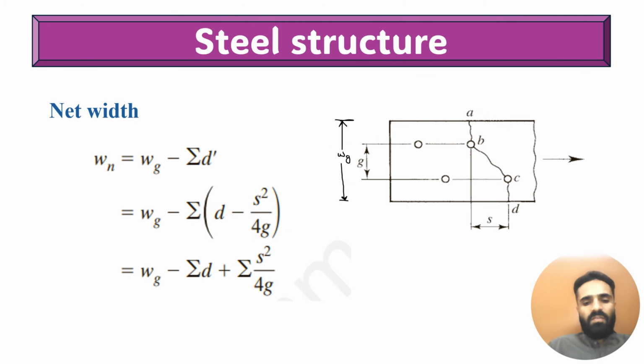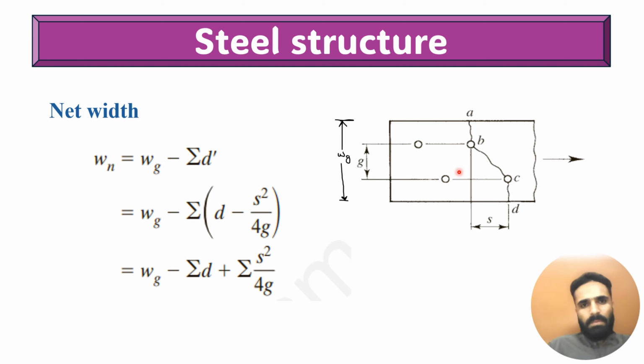So what will be the net width of this element if the holes are in a staggered pattern? The net width will be the gross width minus the summation of the reduced diameter. Here instead of d dash we put, as we studied in the last slide, d dash equal to d minus s squared divided by 4g. After applying the summation to each term, we get summation d plus summation s squared divided by 4g. The first summation represents the number of bolts.